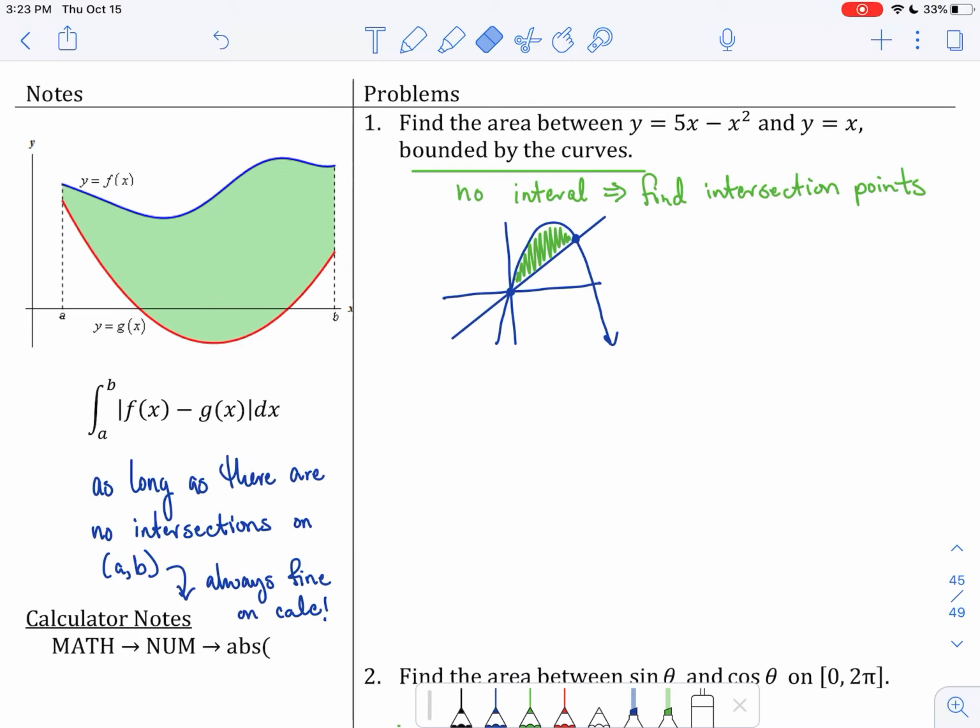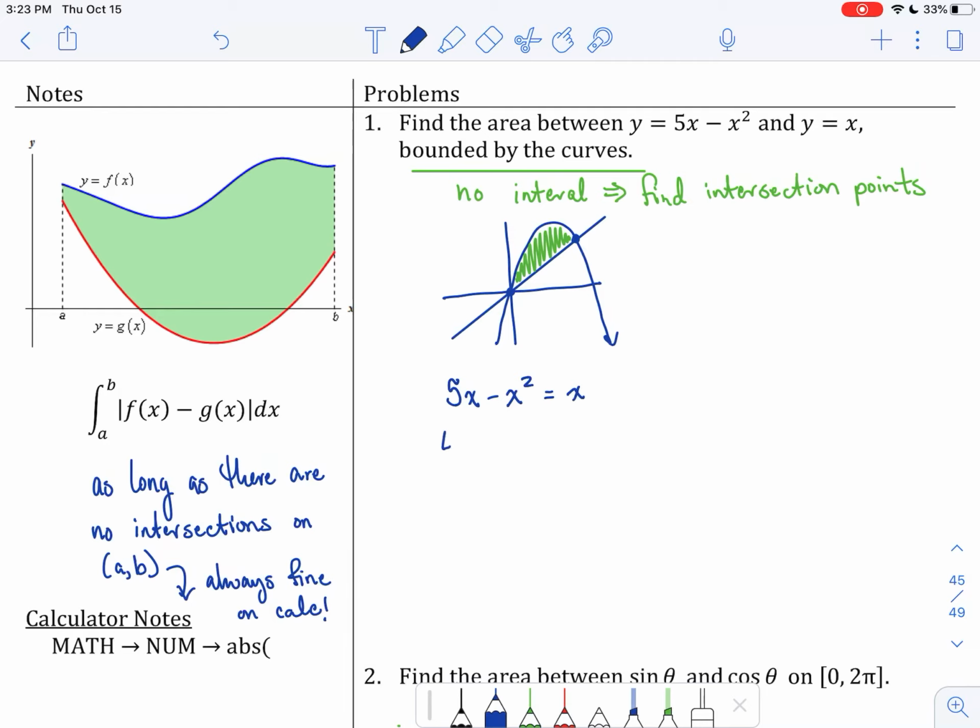So the first curve is a quadratic. It's a downward facing parabola. And then we have a line going through the origin, y equals x. So we're looking for that area shaded in green. Now to find the intersection points, if you again have a calculator, that's great. If you don't, remember we set the two functions equal to each other. So when is the parabola equal to the line? And then you can solve using whatever method you like.